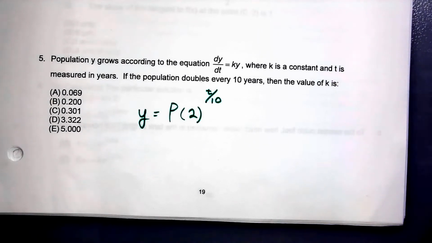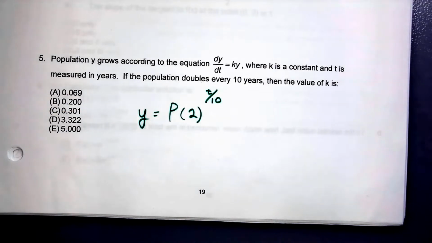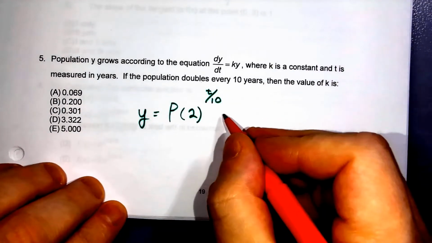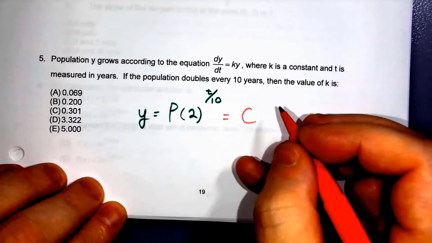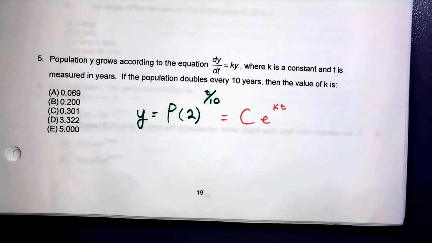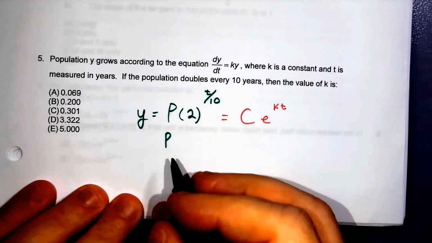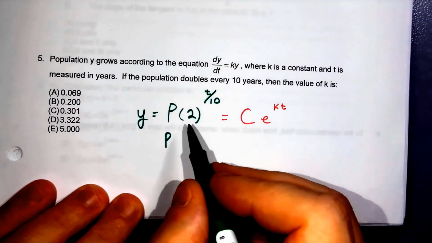Now, what's interesting about the way it's written now is that they're actually asking for k, the constant. So remember, like we discussed, this is the same as some initial population times e to the kt. So if we look at these carefully, you'll notice that on this side, the c is just the p, right? That's the initial population, so it could be interchangeably p or c.